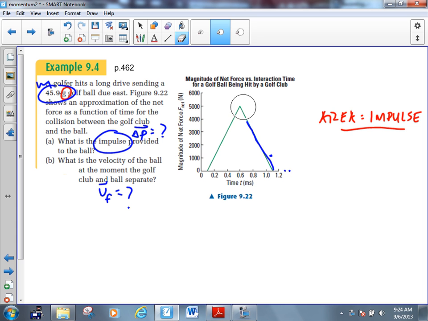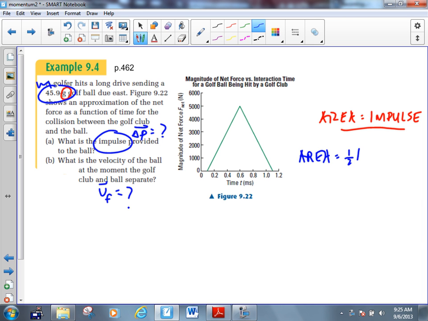Now, if you're like me, the first time I did this question, you're going to do twice as much work as you have to do. That's okay. It's not the end of the world, because I still ended up getting the question right. For whatever reason, though, I just didn't do it the short, quick, easy way. Area equals impulse. It's a triangle. So the area of this is simply going to be 1/2 base times height. The base goes from 0.1 to 1.1, so the base is 1.0 milliseconds, 1.0 times 10 to the minus 3 seconds, times a height of 5,000 newtons.